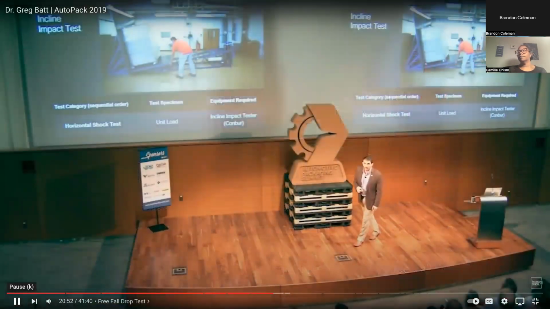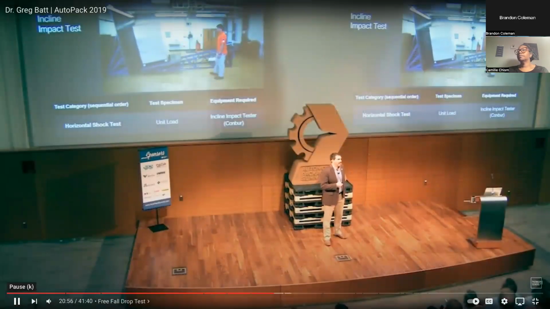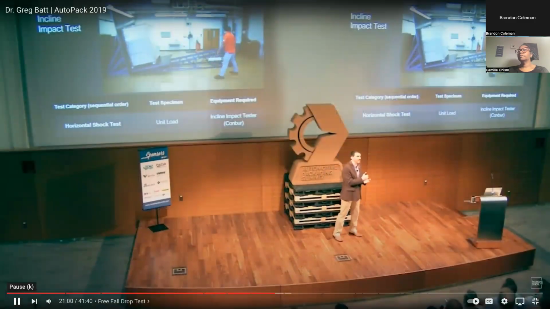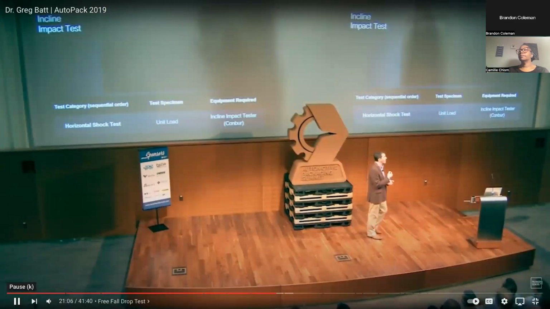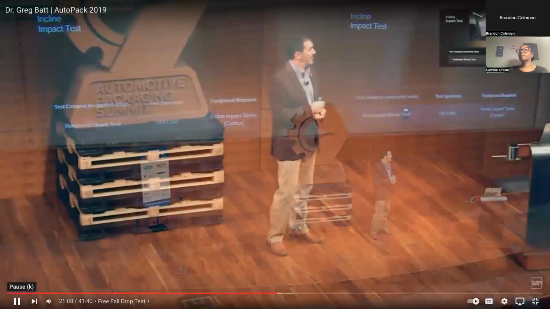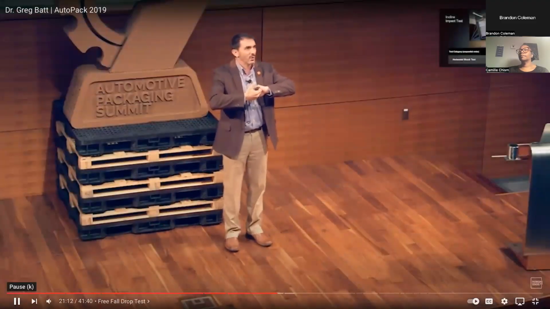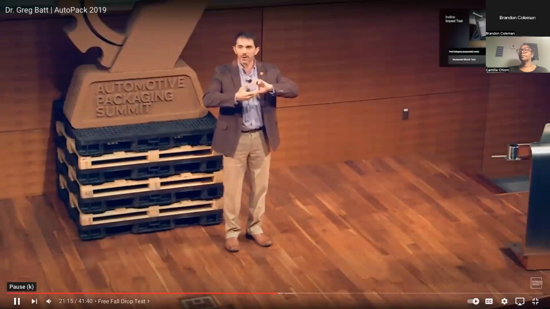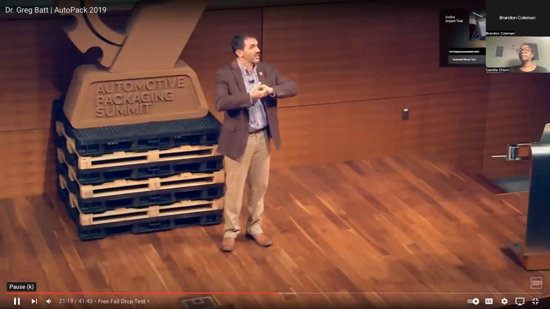Okay, another common one for unit loads is this incline impact test. And I think it's important for us to first discuss what it is not. What this is not is simulating rail car coupling. These rail cars with suspension draft gear, when we couple them on the railroad, could see 5, 6, 7, as high as 8-mile-an-hour impacts.